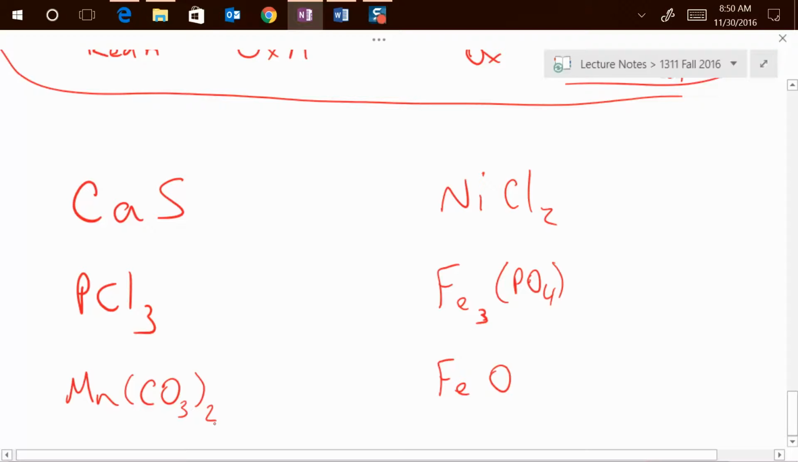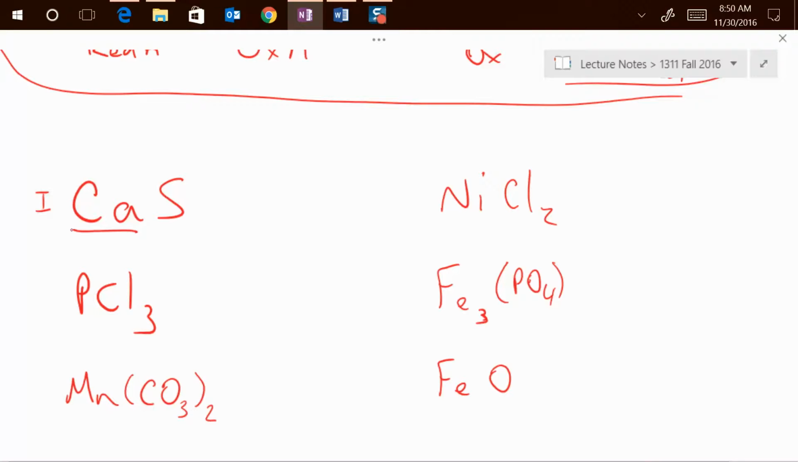Okay, so how would I name the first one? First I need to identify whether it's ionic or covalent, right? So is the first one ionic or covalent? Ionic. How do I know? Starts with a metal. Okay, metal, non-metal, it's ionic. Okay, so what's the name of it? Calcium sulfide. I don't need to use prefixes because it's ionic.